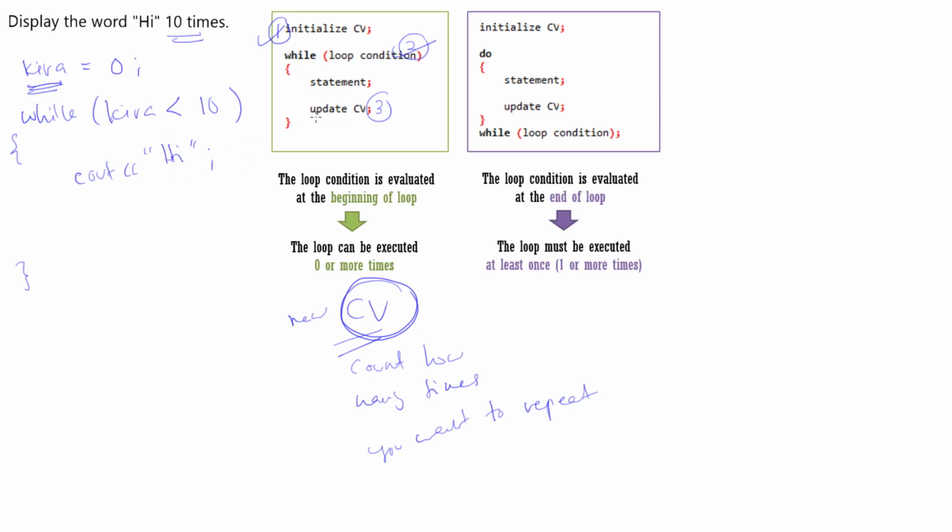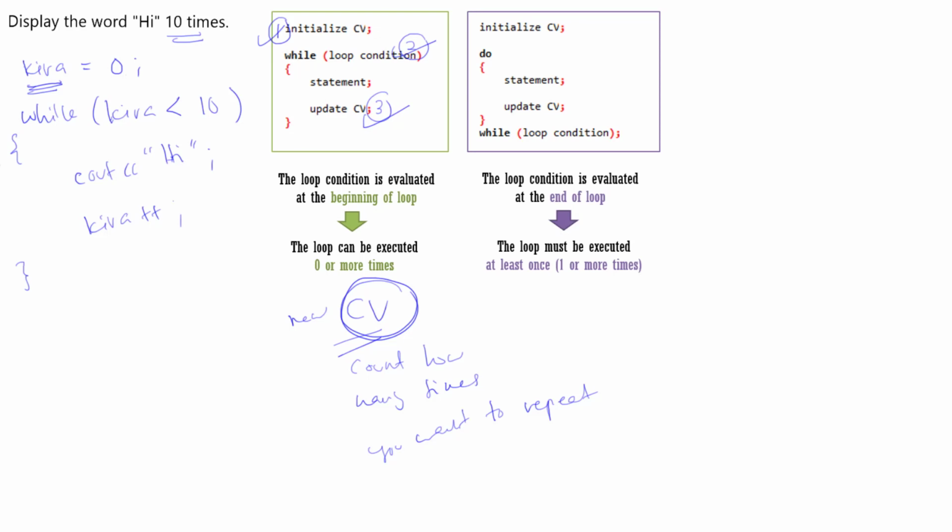Then we need to write our update. This is also important. The update allows us to count how many times we want to repeat. From 0 until 9, how do we do that? We want to move it one by one, from 0 to 1 to 2 until 9. So everything is incremented by 1. All you need to do is just write Kira plus plus. So this is how you solve this problem using a while loop.